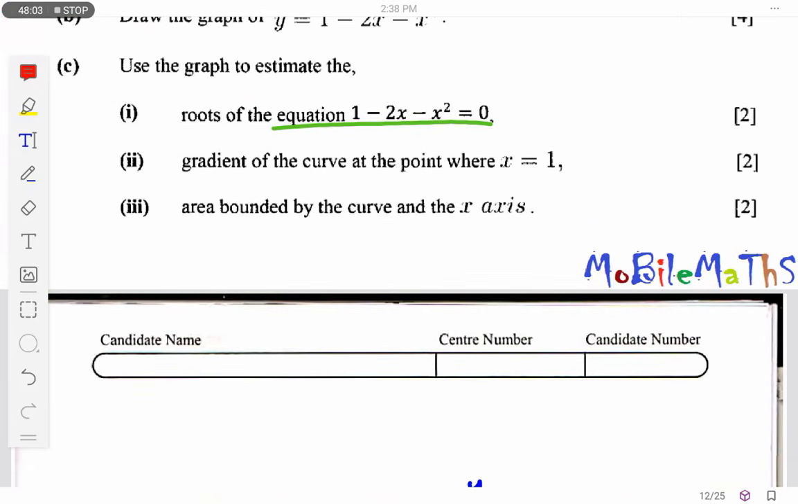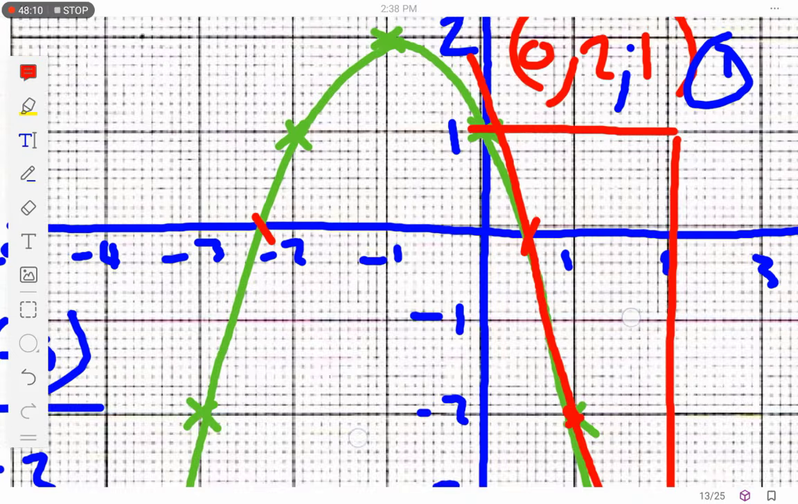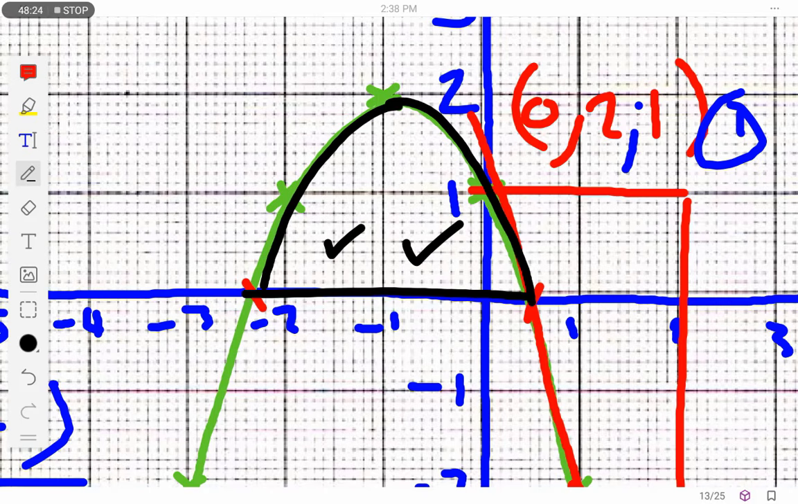Area bounded by the curve and the x-axis. So the area that we are looking for, guys, is this one. We are looking for this area here, this area there. So you count the boxes. I've got 1 square unit, 1 square unit there. I have 2. I've got this one, and if I add it with this one, that will be 3. Then I have this one and this one.